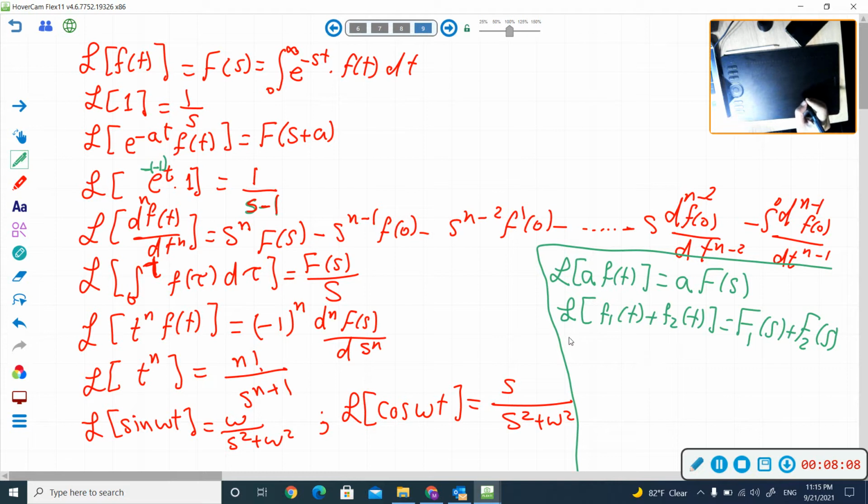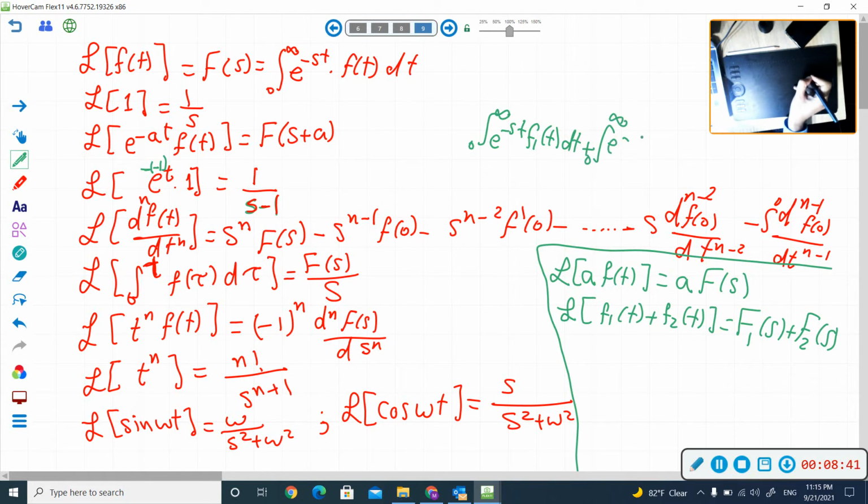Because the Laplace transform, as we said before, is the integration of e to the power negative st times f of t. So if you have here f1 plus f2, this will be f1 plus f2, and this will be multiplied by the exponential. Okay, so you can divide this integration into two integrations. The first one will be the integration of e to the power negative st f1 of t dt plus another integration of e to the power negative st f2 of t dt.